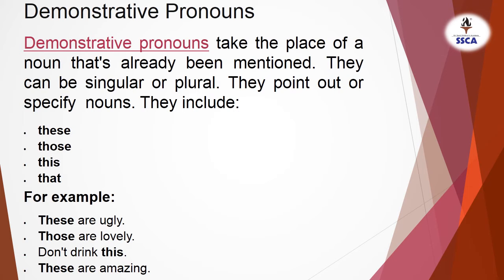So, demonstrative pronouns are pronouns that take the place of a noun that's already been mentioned. They can be singular or plural, they point out or specify nouns, and they include these, those, this, that. As you can see in the examples: these are ugly, those are lovely, don't drink this, these are amazing. That is how we use demonstrative pronouns. Now make your own sentences to understand them better and move forward to the next one.